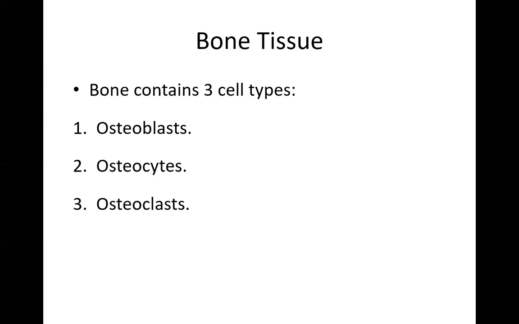Okay. The osteoblasts, the osteocytes, and the osteoclasts. So the osteoblasts, from the name blast, build up. They build up the bone. While osteoclasts cut up the bone, so they resorb the bone.